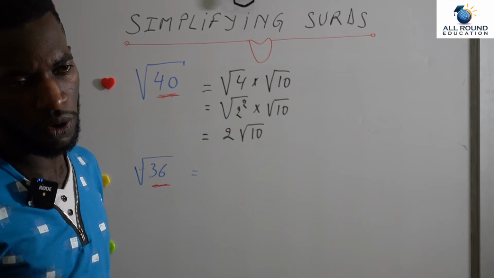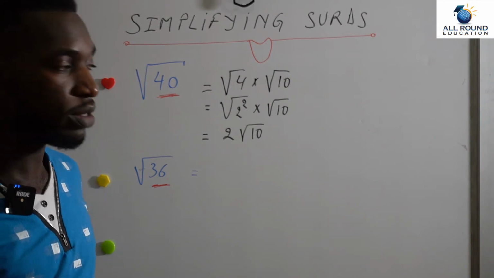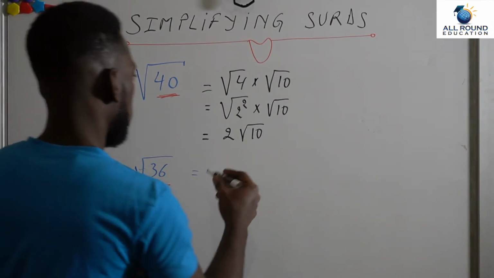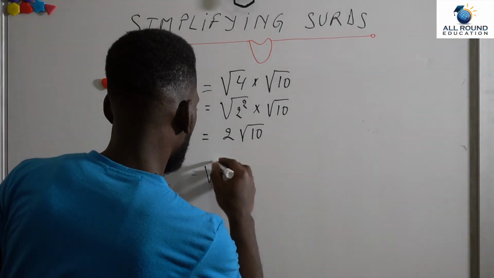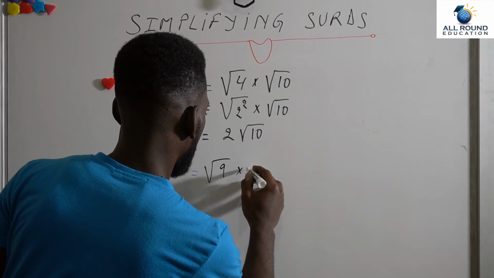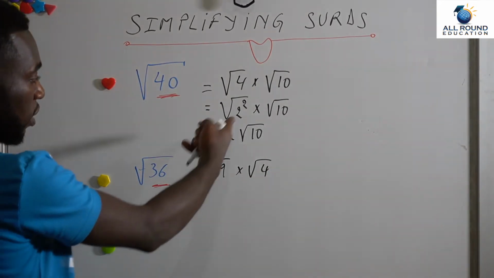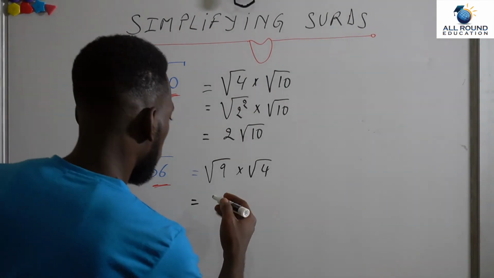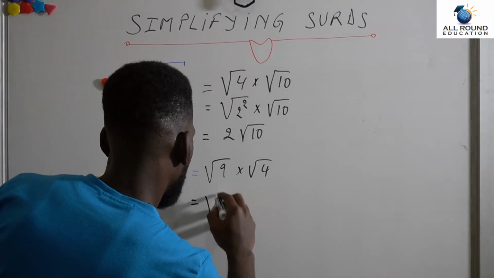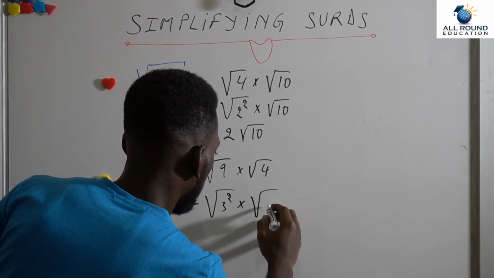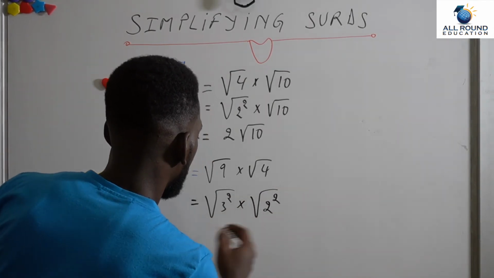How about 3? Oh, 3 squared is 9. Oh yeah, 9 times by 4 could give us 36, right? So I'm gonna write square root of 9 times by square root of 4, right? And then I can evaluate this as we did in the previous example. So here I would have 3 squared times by square root of 2 squared, right?